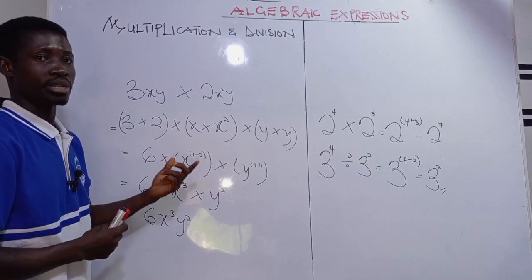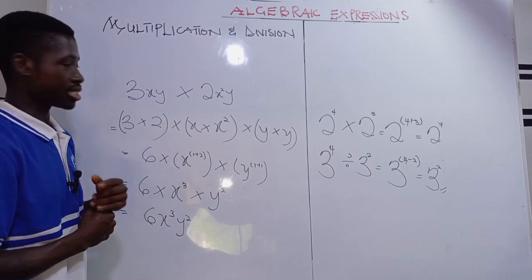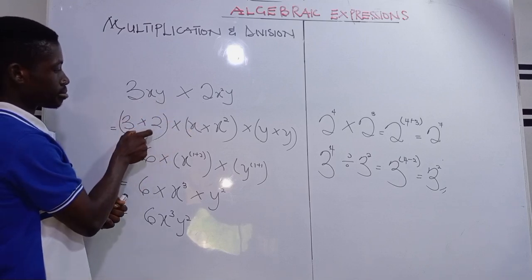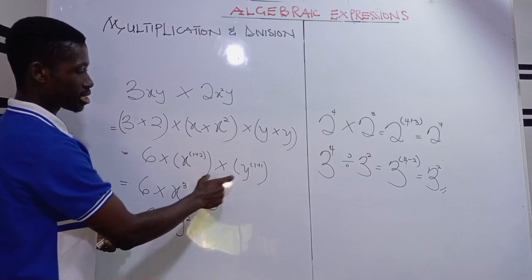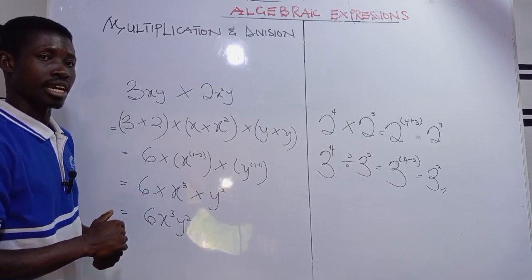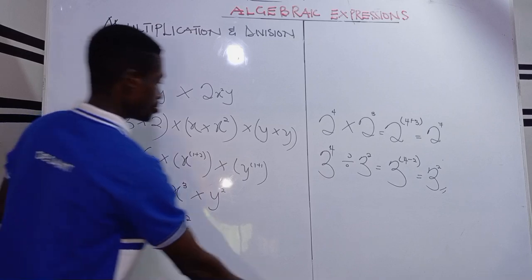That is how we do multiplication in algebraic expression. So you group the numbers, you group the same variables, and then you apply your indices on the variables. Is that clear? Good.